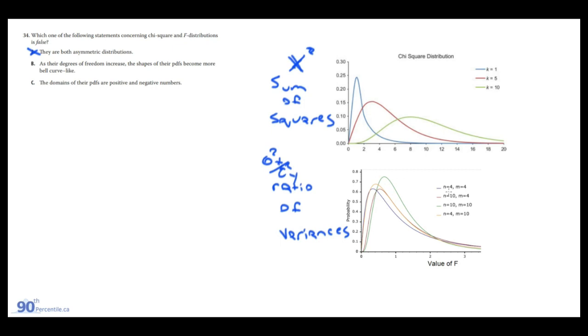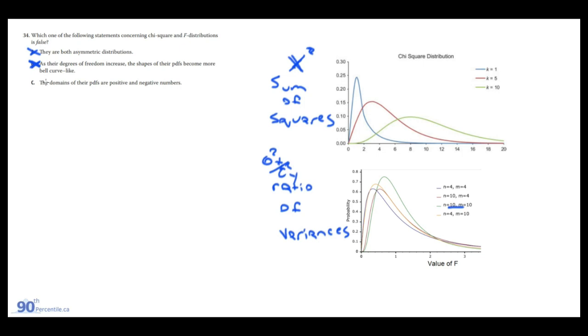Here, once again, the degrees of freedom are labeled a bit differently. And we have 2 degrees of freedom because we're dealing with 2 parameters. But same kind of concept. If you come to the green one where both degrees of freedom are 10, which is greater than everything else, you can see the green distribution becomes more bell curve-like. So this is true and is not the correct answer.